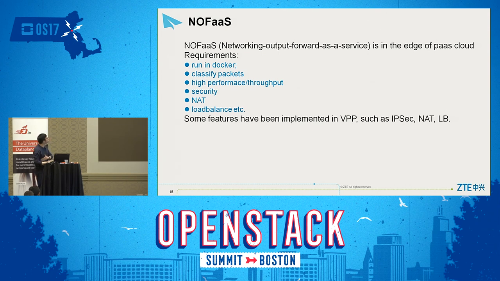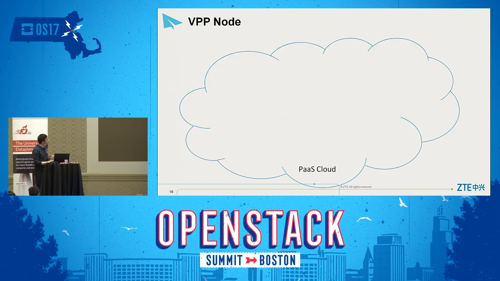In the VPP native solution, some are already implemented, such as IPsec, NAT, and ARP. In the ZTE solution, we have implemented the packet classifier and the firewall. Here's an example. This is the PaaS cloud. The red one is the NOF node. It's also based on the VPP. There are a lot of nodes to classify the packet and do some processing.